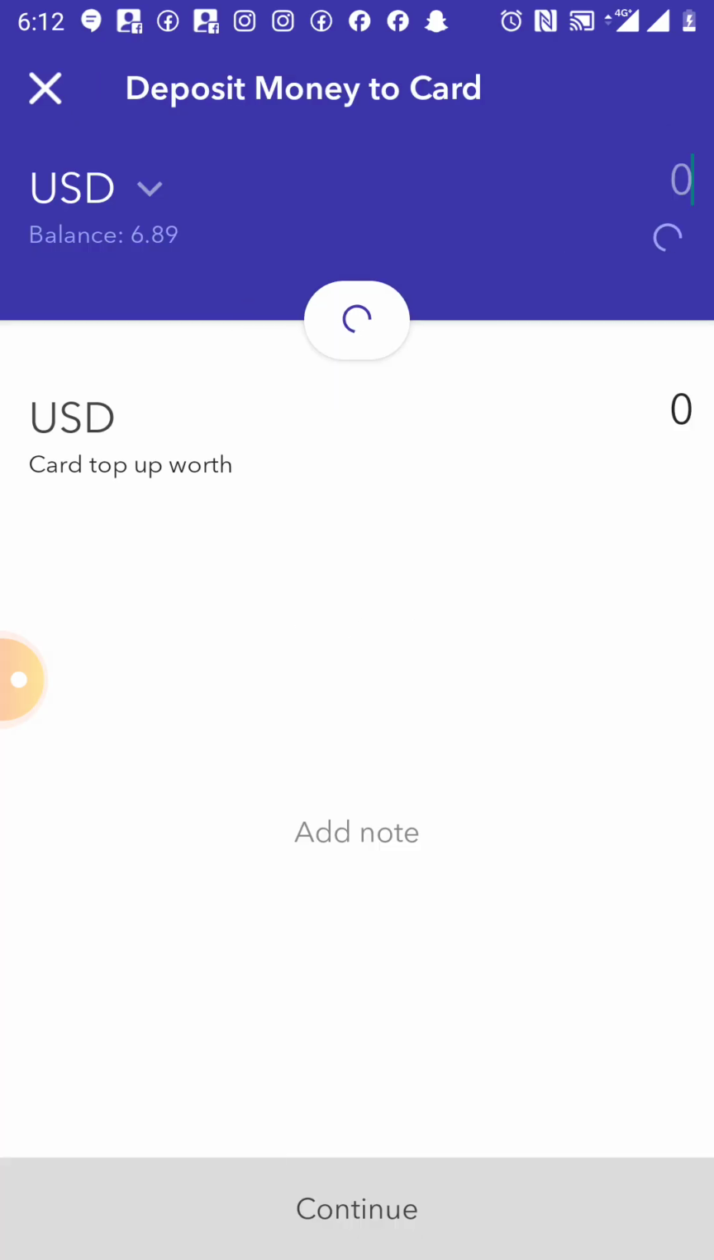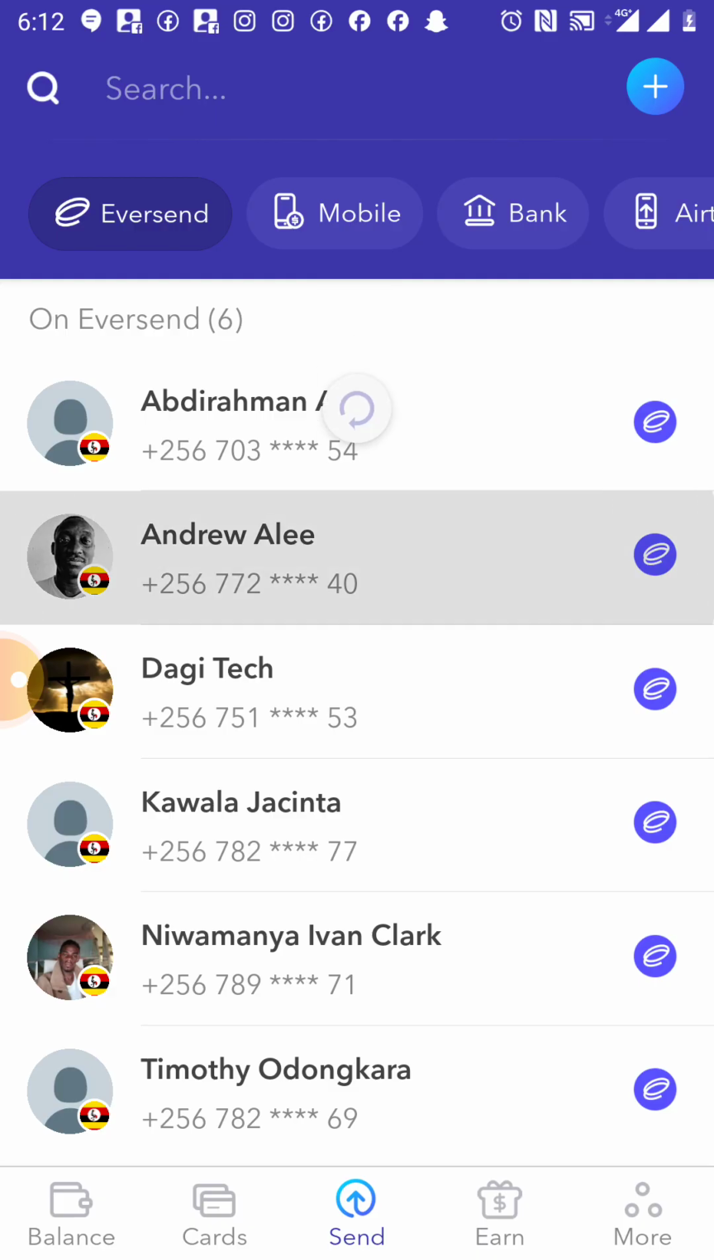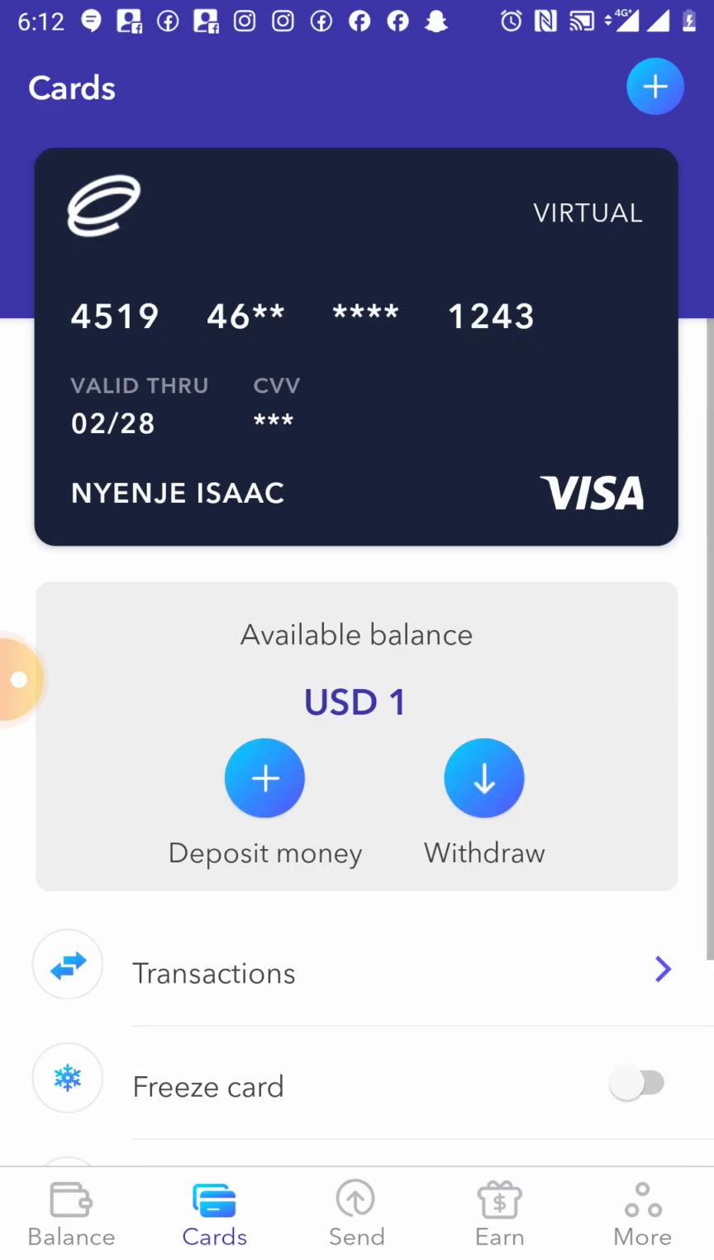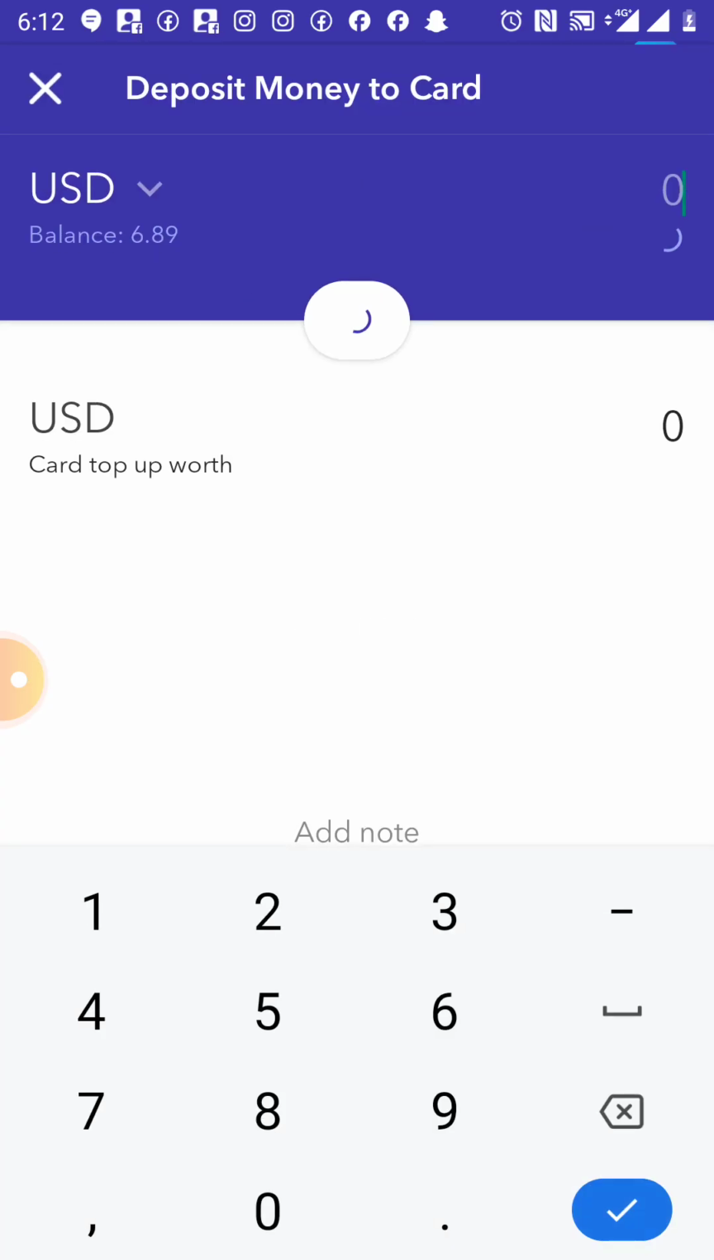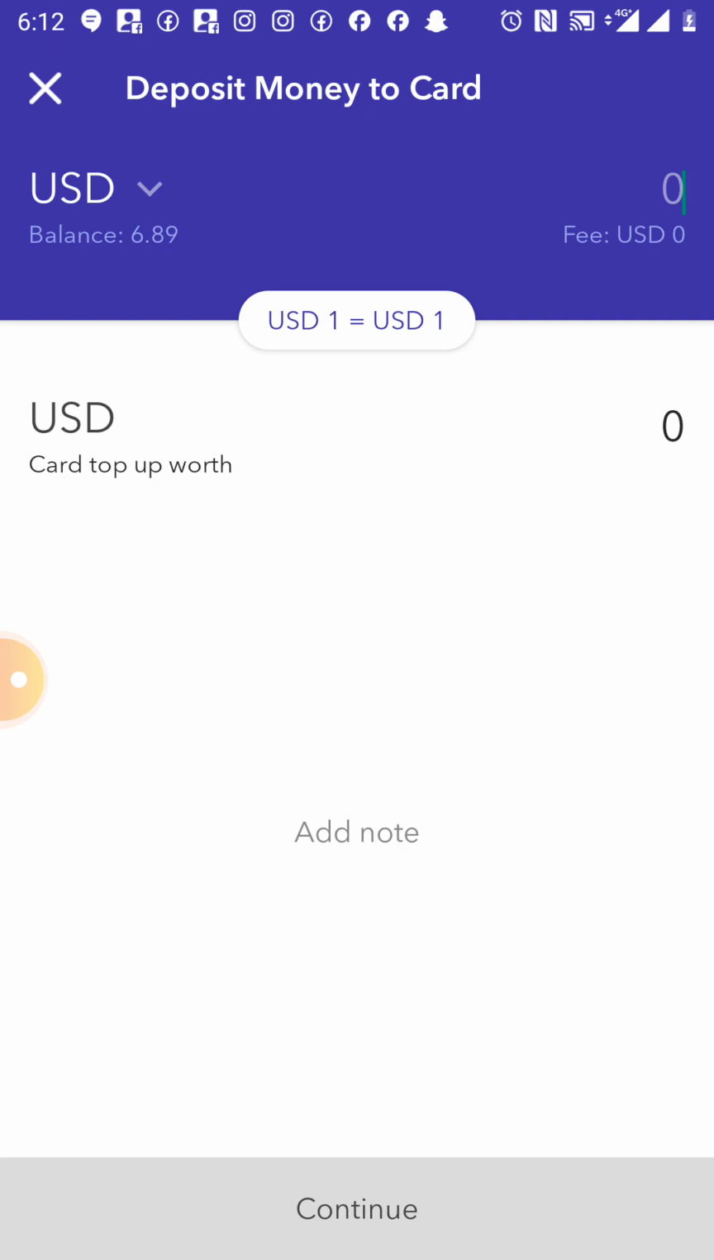If you need to withdraw money, let me go back. We are in cards. So if you will need to withdraw money from this card, are you seeing here? We click this. To deposit, you click here, then you deposit the amount of money that you need.